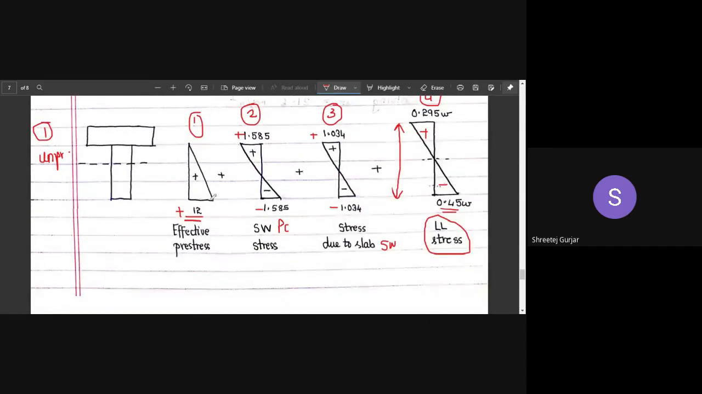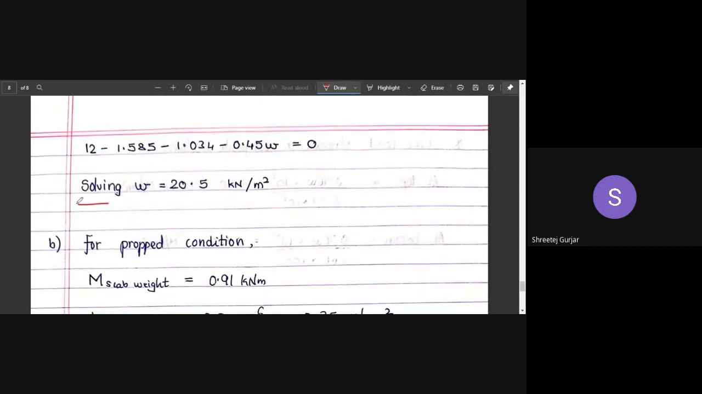So just equate all this to 0, and solving, you will get W as 20.5 kilonewton per meter square. This is the live load that can be handled by this beam in unpropped condition.